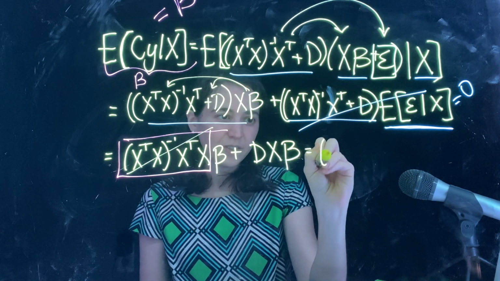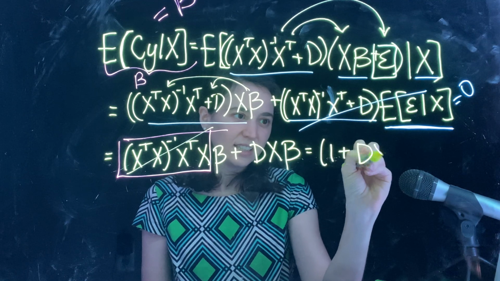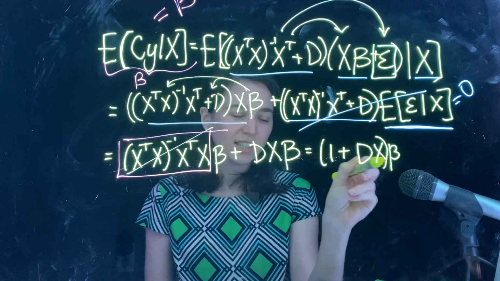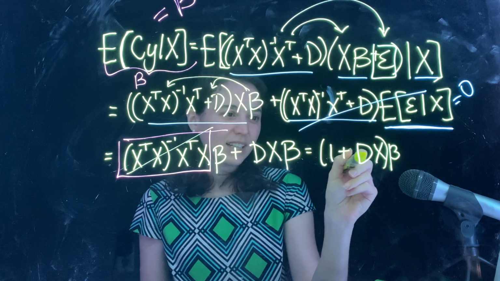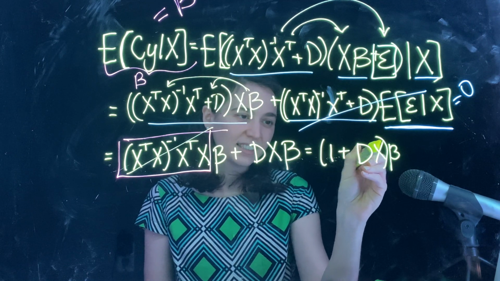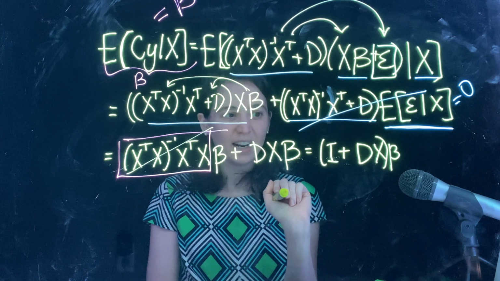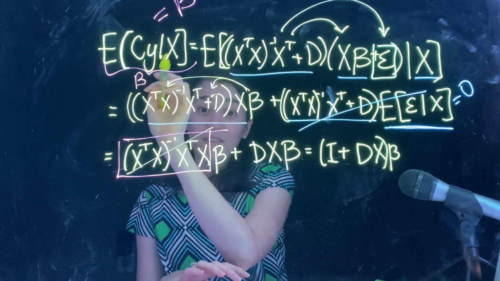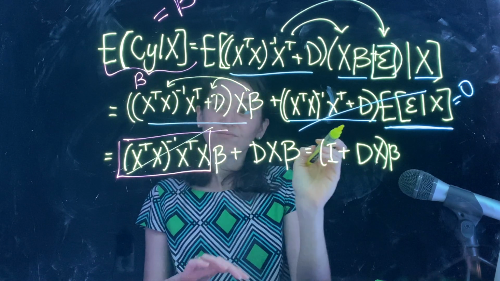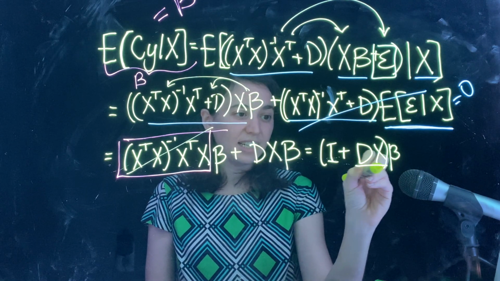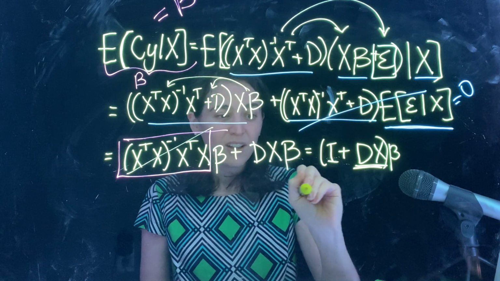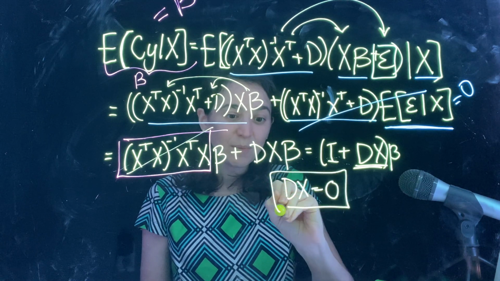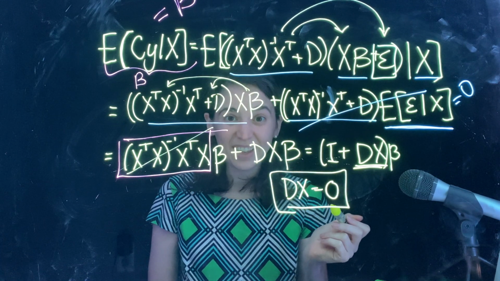So this is going to be equal to the identity matrix plus DX times beta. And so how do we get this to equal just beta? Well, basically we need this DX beta here. We need the DX to go away. We want just the identity matrix times beta. And so in order for the expectation of CY given X, of this linear estimator, to be equal to beta, we need this DX to go away. And how would that DX go away? Well, we would need DX must equal 0. So this is going to be an important fact that we're going to use in the next step here.